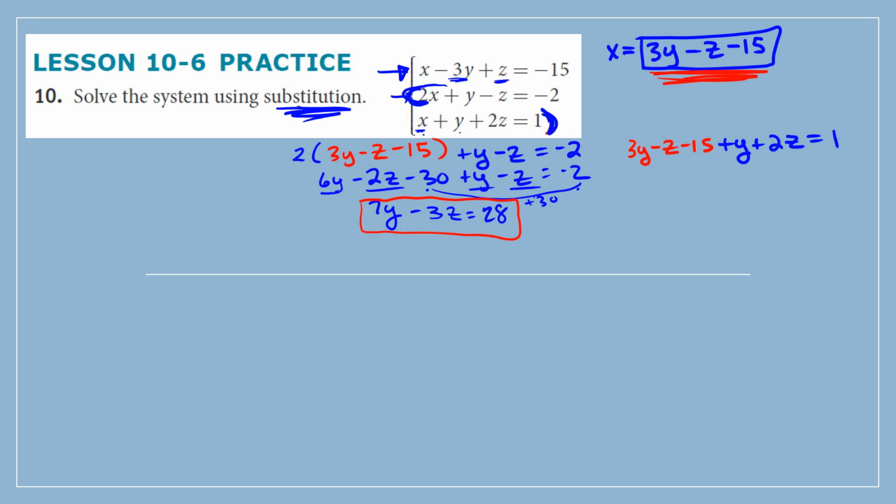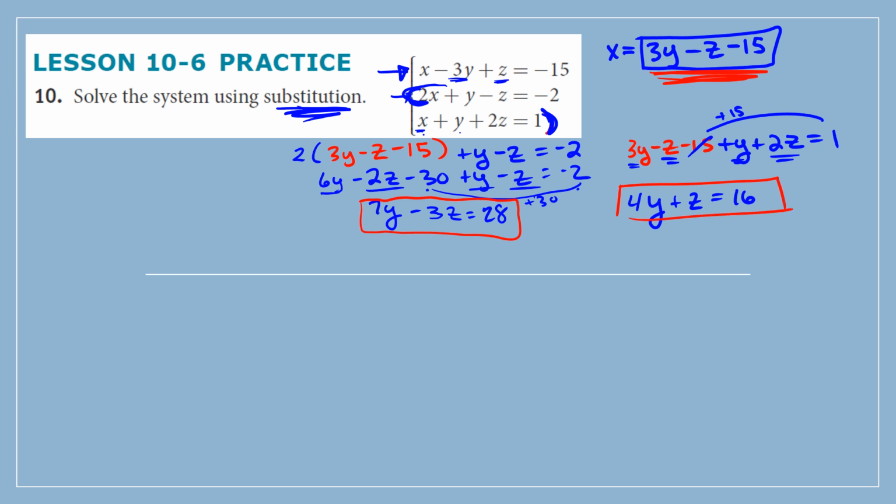When I combine these like terms, 3y and y gives me 4y. Negative z and 2z will give me just a z. And then if I add 15 to both sides to get rid of that, I would have equals 16. So now I have two variables and two equations, okay?